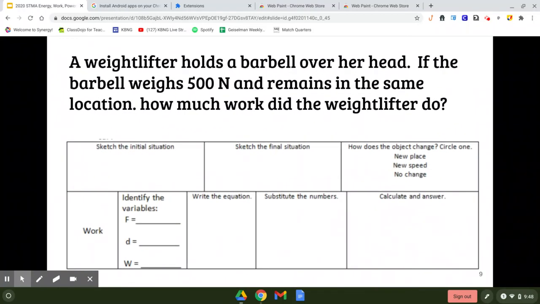A weightlifter holds a barbell over her head. If the barbell weighs 500 newtons and it remains in the same location, how much work did the weightlifter do? Give you guys a second to figure this one out. Give it a shot.